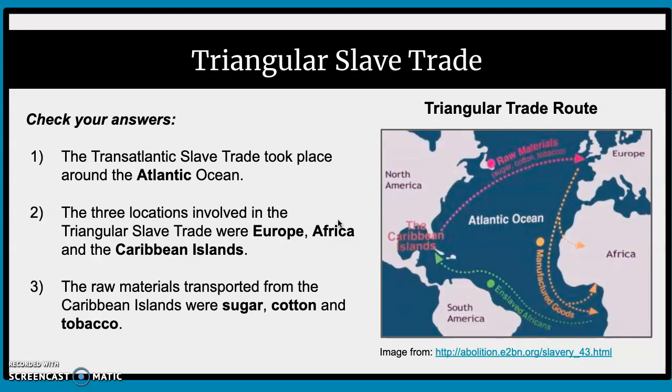Check your answers. 1. The transatlantic slave trade took place around the Atlantic Ocean. 2. The three locations involved in the triangular slave trade were Europe, Africa, and the Caribbean islands. I will say if you have the Americas or New World instead of Caribbean islands, that would also be acceptable. 3. The raw materials transported from the Caribbean islands were sugar, cotton, and tobacco.